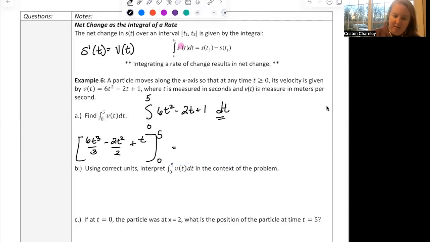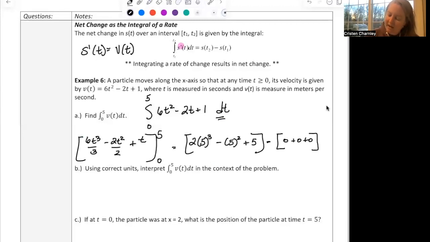I'm going to simplify at the same time. This is 2 times 5 cubed minus 5 squared plus 5, minus, now if I put 0 in for all three of those, they all become 0. So what do we have here? 5 cubed is 125 times 2, this is 250, minus 25 plus 5, so 225, 230. So I have 230 as my numeric answer.